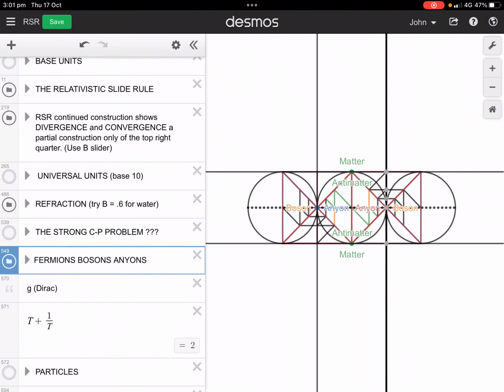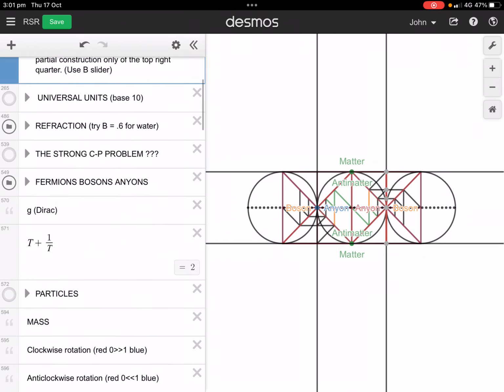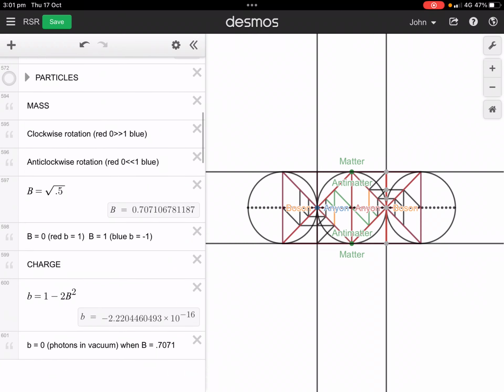Okay, and the same applies to the y-axis. It's got a width of the Planck length, and the same applies to the z-axis, which would be coming straight out at us. So I can't show that, but it's coming towards us out of the screen or into the screen.